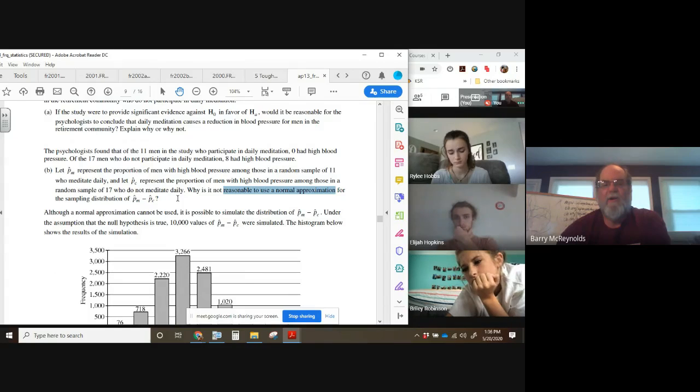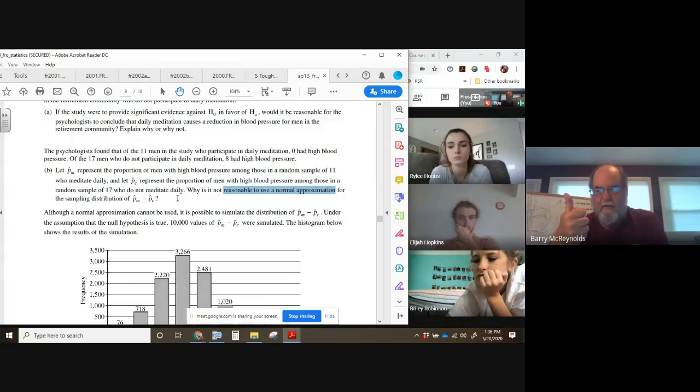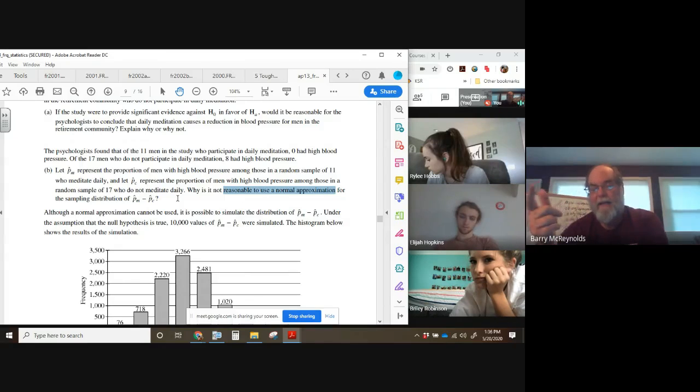Okay. So one good thing to review before Friday is those three conditions for inference. The first one, is the shape normally distributed for a population proportion? We have to do n times p, or n times p hat, and n times 1 minus p hat.